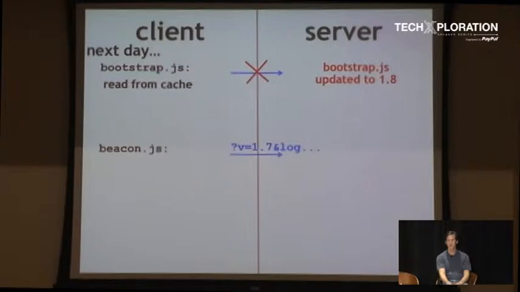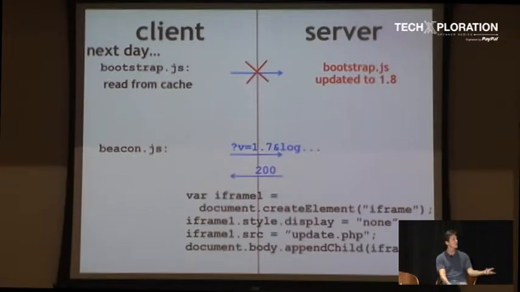But then the bootstrap.js executes. As part of its execution, it sends this beacon.js, which says version 1.7, because that's what's in the cached version of the script. And the server says, instead of 204, no response, oh, okay, well, here's some JavaScript I'm going to give you back. I want you to create a hidden iframe. And in that, I want you to request this update page, which is on my server.